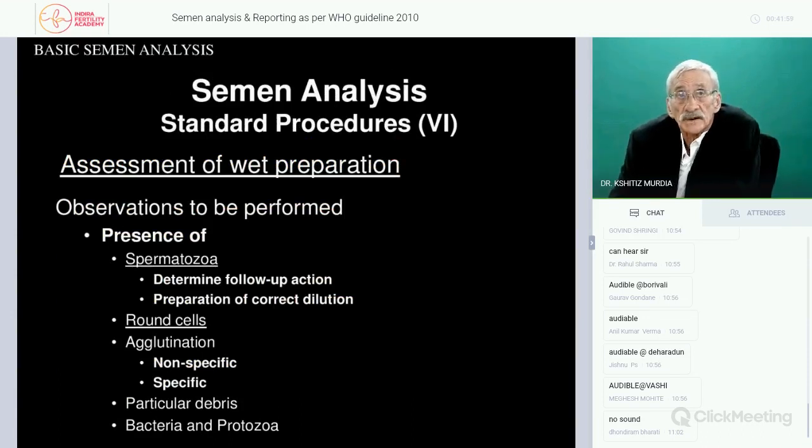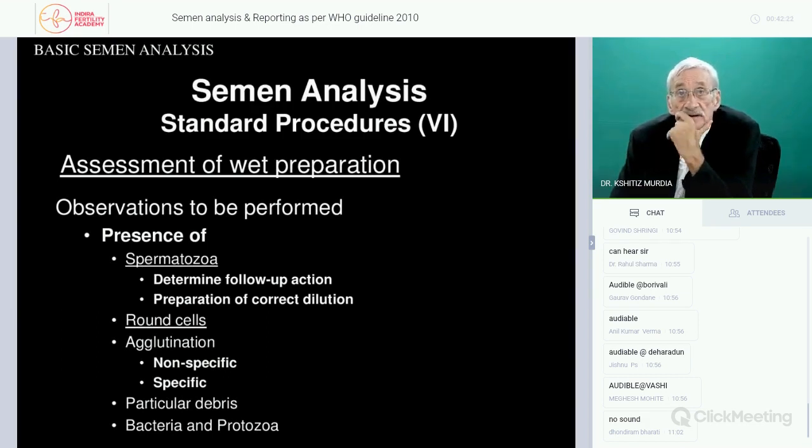So what do we do? We first observe. What is the goal to achieve with the wet preparation? If there's sperm, you have to observe them and determine the follow-up action. How many sperm are there? Are they moving? Are they not moving? And then you prepare the correct dilution for the counting procedure.